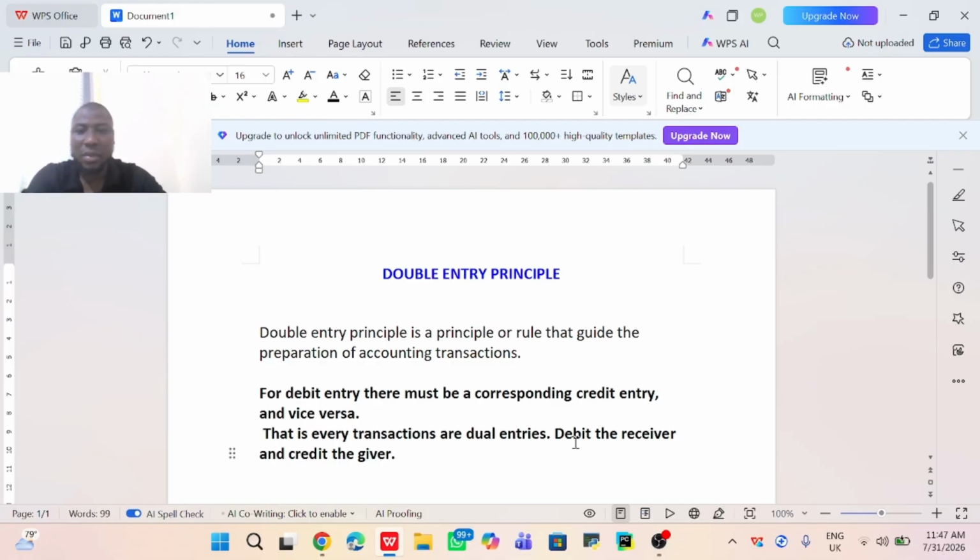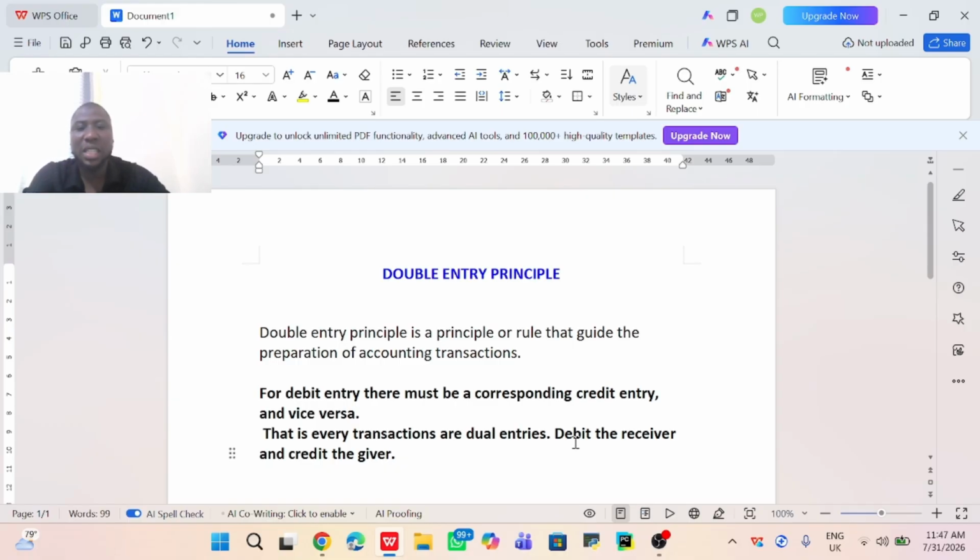Yes, you debit the receiver, the person that received something, or the something that you receive. And the giver, you will credit the giver, the goods or anything that you give, or the person that you give, you will credit it. Do you understand what I'm saying?